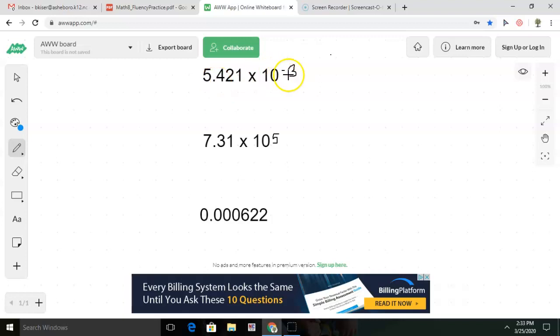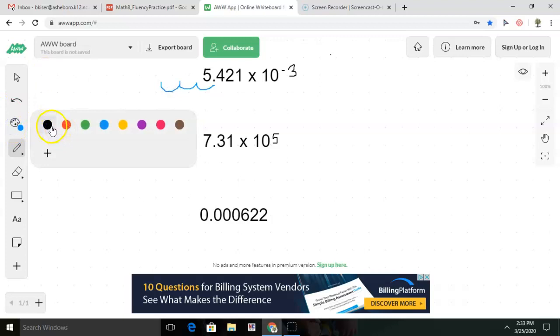When I see 10 to the -3, automatically I know I'm going to be writing a small number. This indicates a really small number. So if I'm going to write a small number, am I going to move this decimal to the right, or am I going to move this decimal to the left? Which would give me a smaller number than 5.421? You're probably remembering, oh yeah, this is where you start at the decimal, and since it's 10 to the -3, I'm going to have to move back 1, 2, 3 spaces.